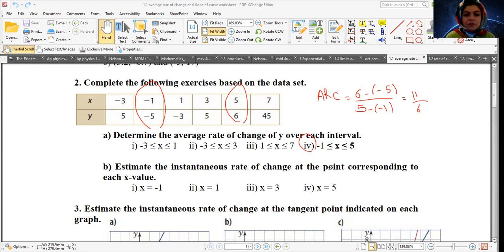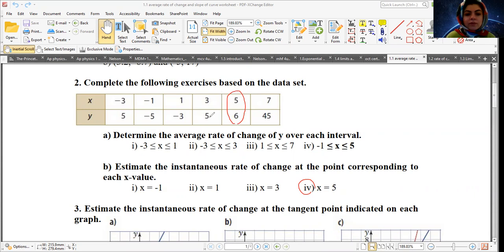Estimate instantaneous rate of change at a point corresponding to x equal to 1, -1. Okay, so for this question, we use the mean value theorem. As I explain, the mean value theorem, let's say I want to do for this. 5 is this point. I need to choose 2 points that the 5 is in the middle. So 5, 6, 7, two units you go up, you get to 7, 2 units you go down, you get to 3.